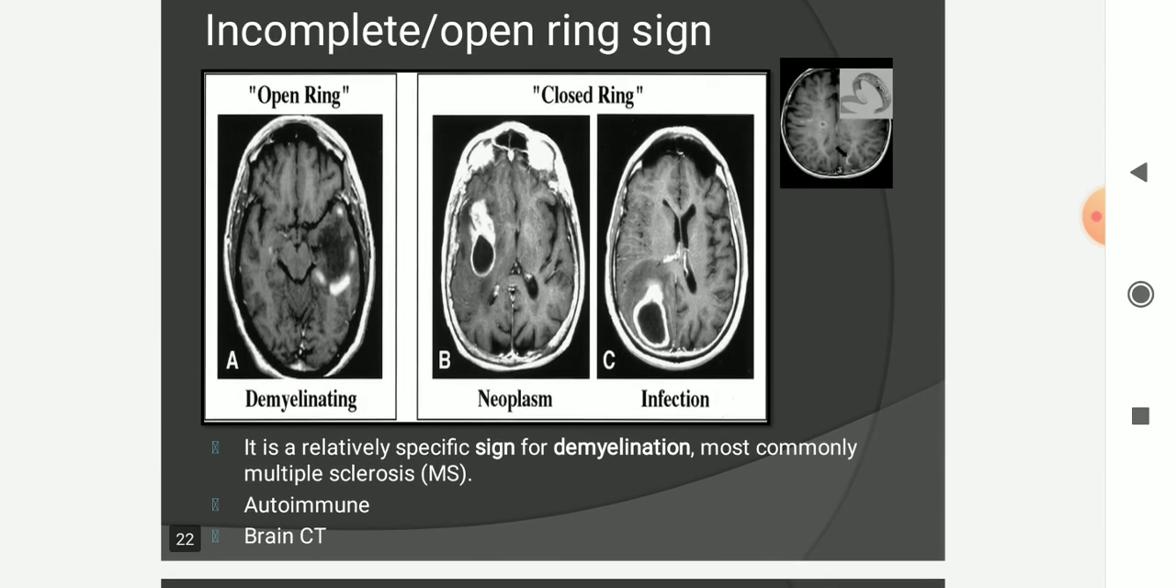So the other sign, that is incomplete and open ring sign. So there are two things, that is the ring may be complete or may be incomplete. So a complete ring we can see most commonly in the neoplasia or infections, okay, but in this case if there is demyelination of your brain, in that condition we can see incomplete ring sign. So it is a relatively specific sign for demyelination, most commonly multiple sclerosis. So multiple sclerosis is the demyelination of central nervous system. And the cause is autoimmune most commonly, okay, and this method is brain CT.